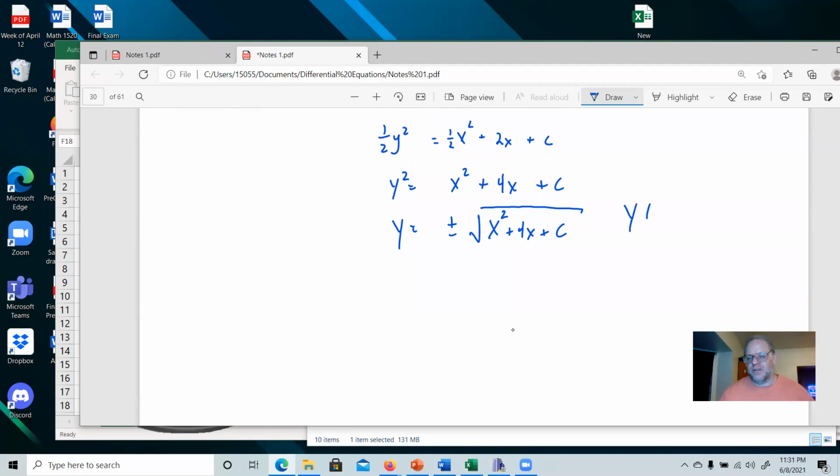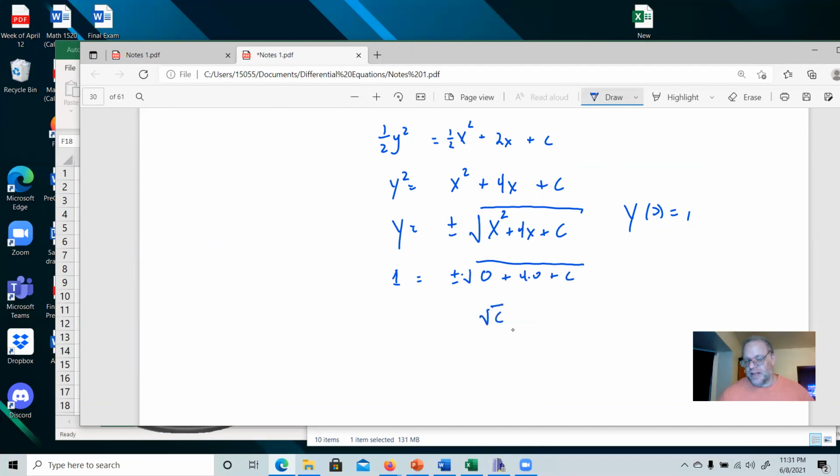Okay, what did we know about this? We knew that y of 0 is equal to 1, didn't we? So we have 1 is equal to plus or minus square root. It's going to be the positive because we want the positive side. 0 plus 4 times 0 plus c.